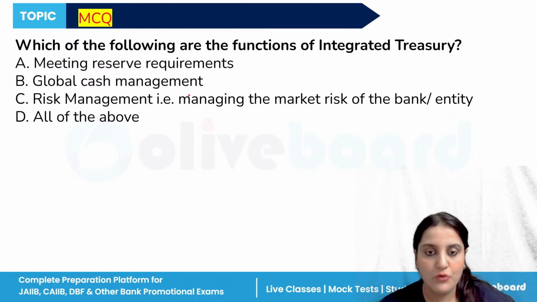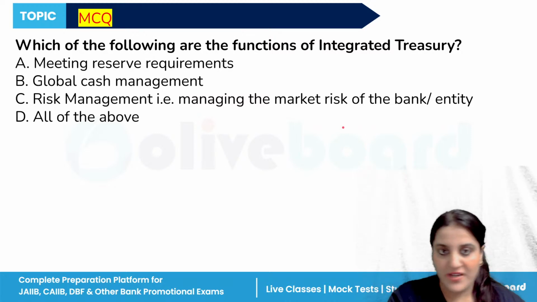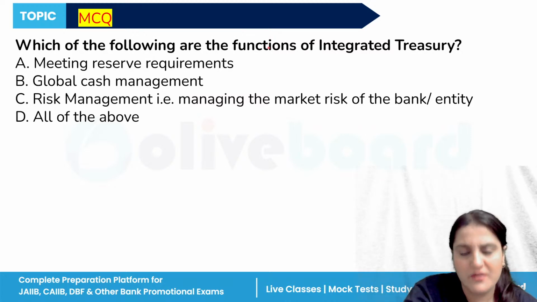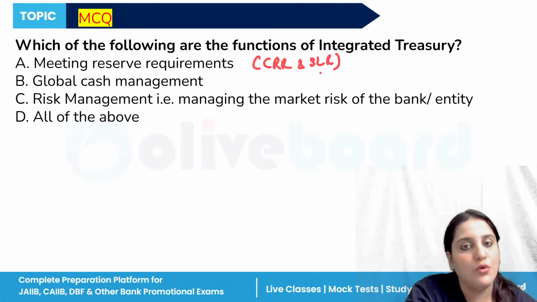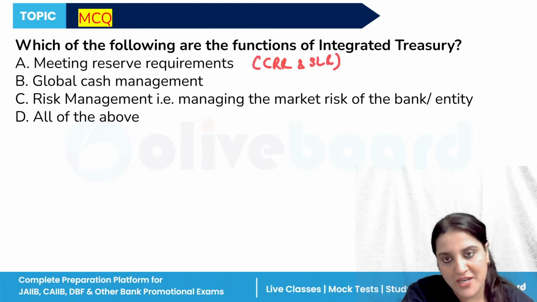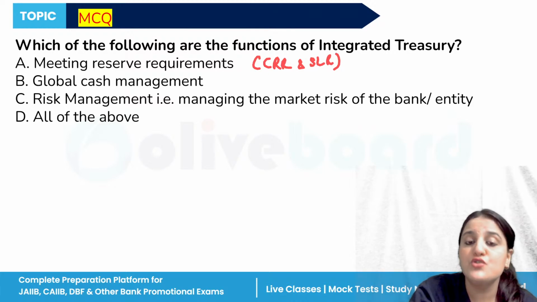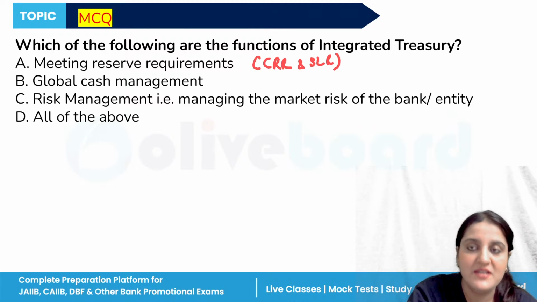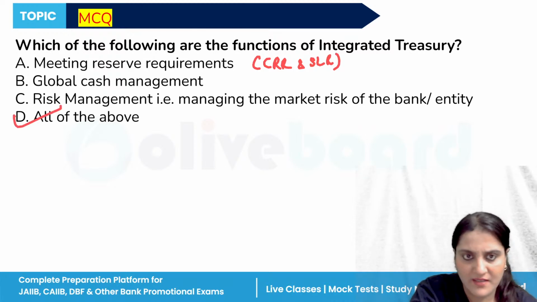Basically, if we talk about the integrated treasury functions, first one is meeting the cash reserve requirement, that is CRR, and the SLR. Then global cash management, risk management, that is managing the market risk of the bank, and also assisting the bank management and fund transfer pricing. So option D is correct.